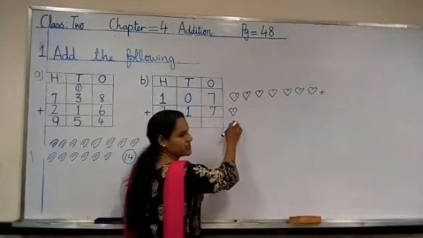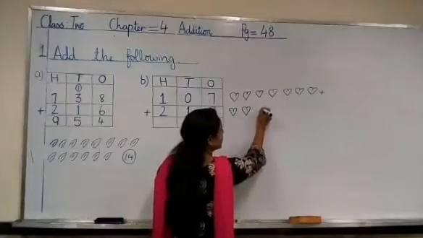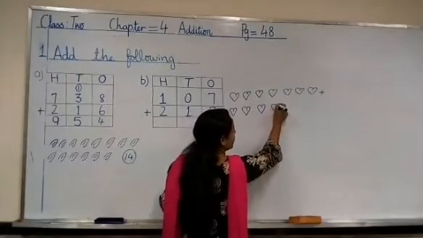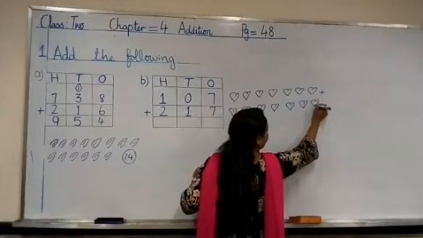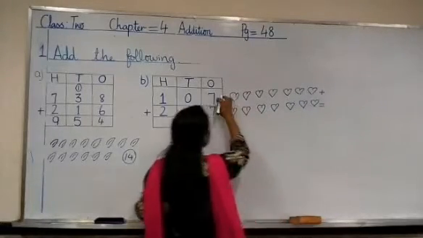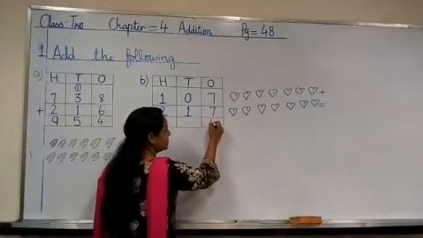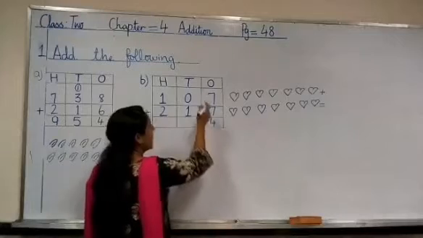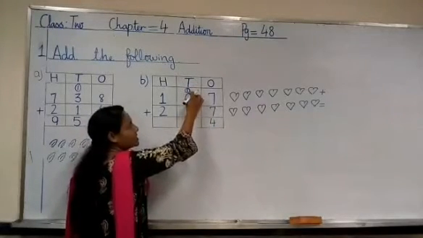7, what comes after 7? It's number 8. After 8, number 9. And 10, 11, 12, 13 and 14. So, 7 plus 7, answer will be 14. We will write here 4. And 1 will come here under the tens.